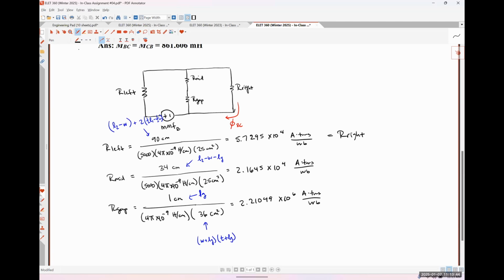Anybody who watched the videos, can you remember any equations for mutual inductance?